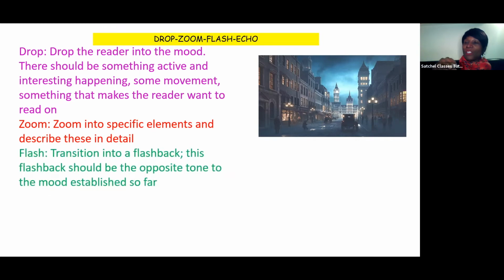The flash is a transition. It's some kind of flashback, and hopefully in your flashback, you can show an opposite tone to the mood established. So if this piece is quite slow, quite calm, quite lethargic, it's dusk, you give a different or an opposite tone. And then the echo would be to return to the scene, to give a kind of cyclical structure.